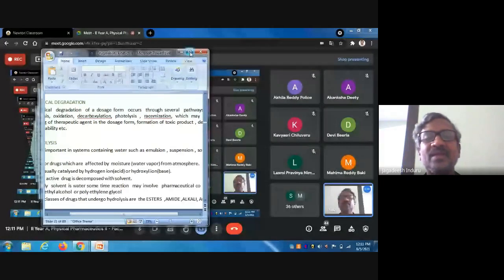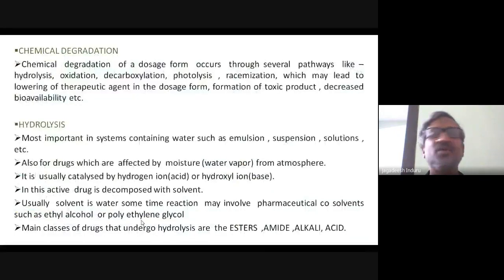Some of you may become entrepreneurs. So this is the last stage of your business, where you are going to enter into the market. The chemical degradation of the dosage form occurs through several pathways like hydrolysis, oxidation, and because of that decarboxylation, photolysis or racemization.